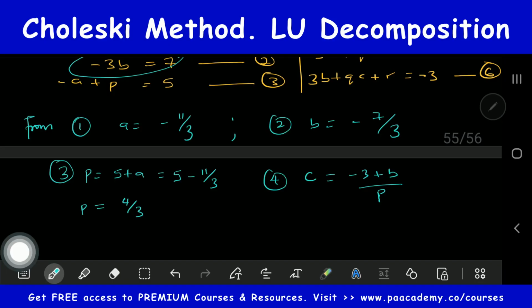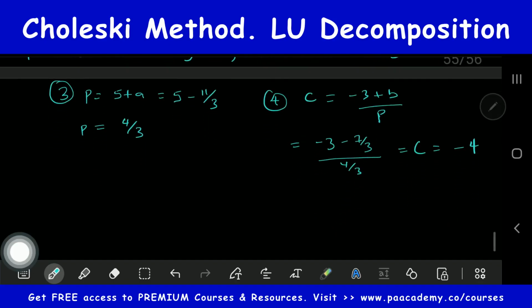The major thing is just to make sure you get your value for a, b, and c, and then p, q, and r. Okay, so if you should simplify this now, we are going to be having minus 3. Our b is minus 7 over 3, so that will be minus 7 over 3, and then our p is 4 over 3, over 4 over 3. So if you do this now correctly, you have to get your c to be equals to minus 4.